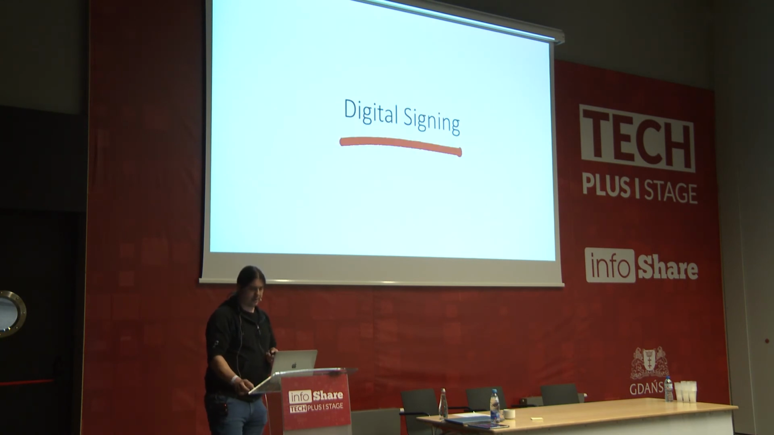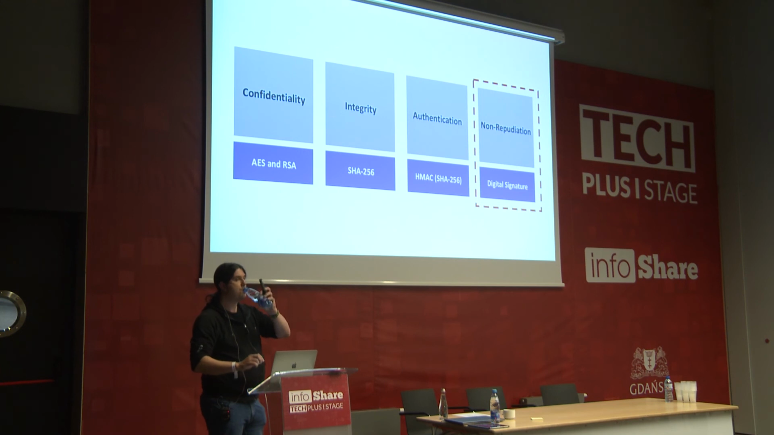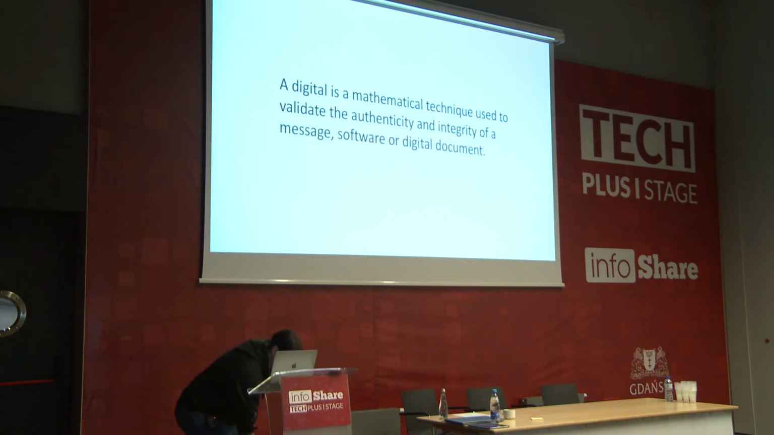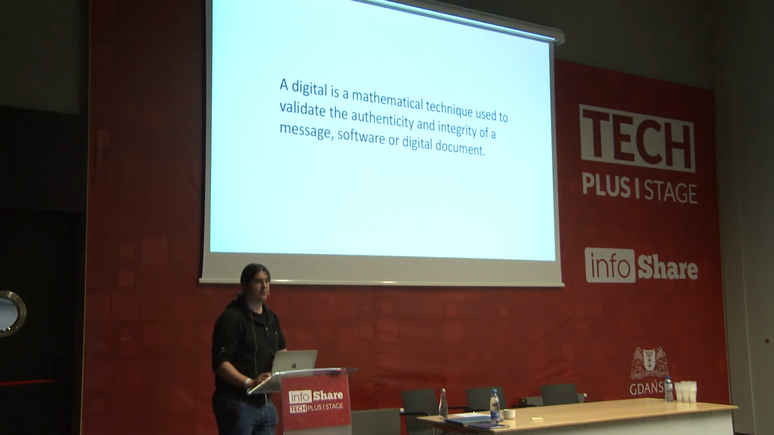So the last bit I want to talk about is digital signatures. This is kind of like the last of those 4 pillars that we talked about at the beginning. A digital signature is a mathematical technique used to validate the authenticity and integrity of a message, software, or digital documents. Has anyone used a website like DocuSign or any of the equivalents that are out there? Yeah, so effectively, services like that are doing digital signatures of documents.